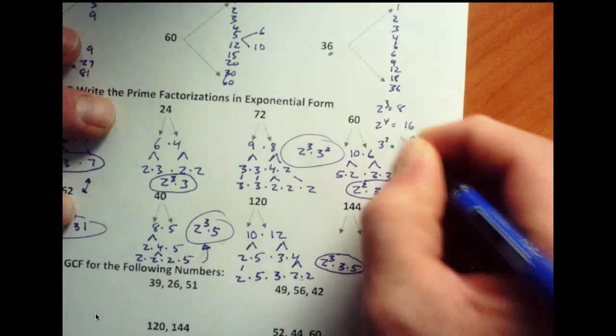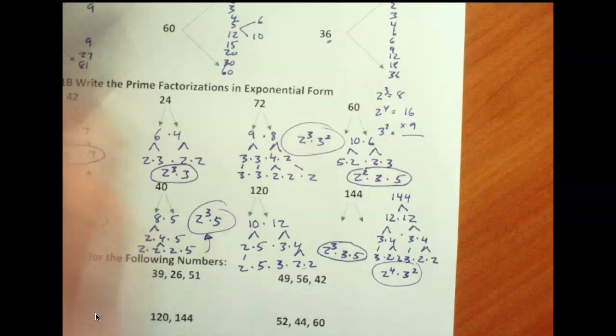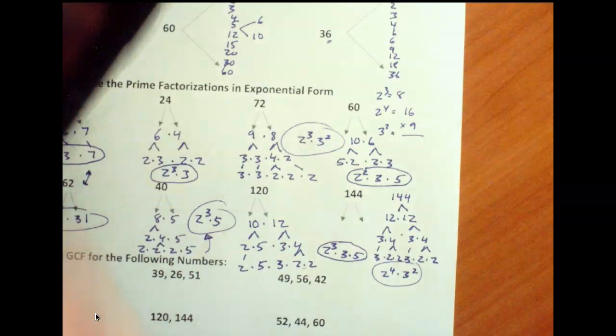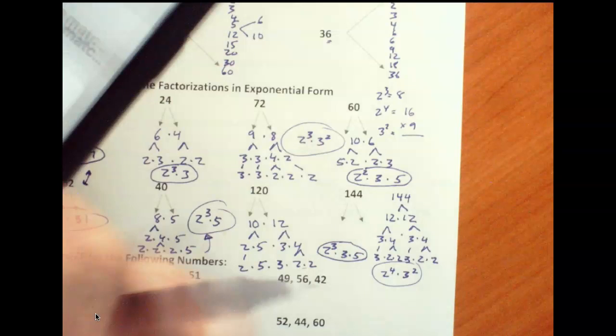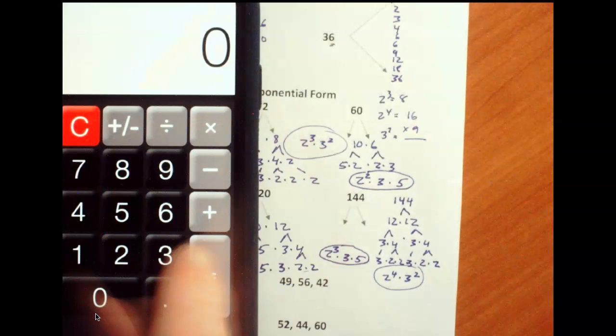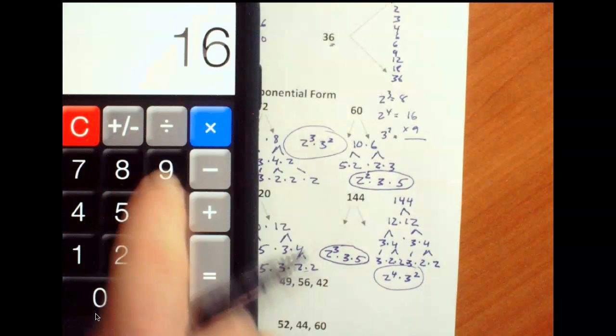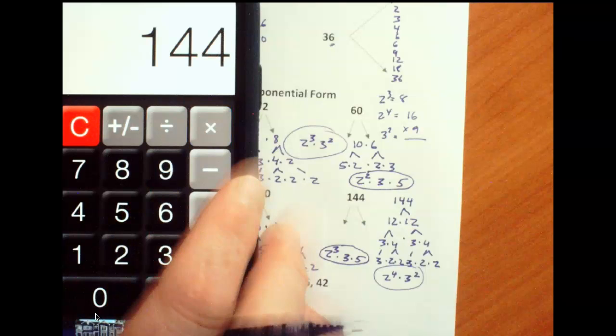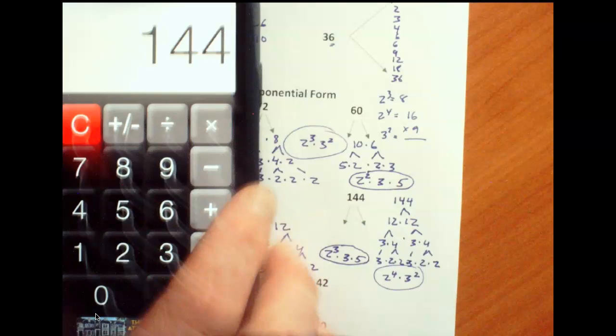So you can just check that quick on your calculator, and I will too, to show you. You can just pop that in. 16 times 9, and there's your 144. So you know that you've got the correct answer there.